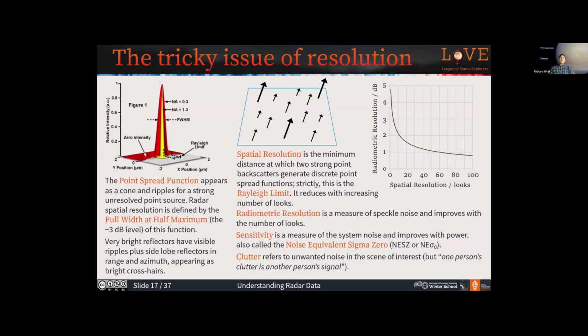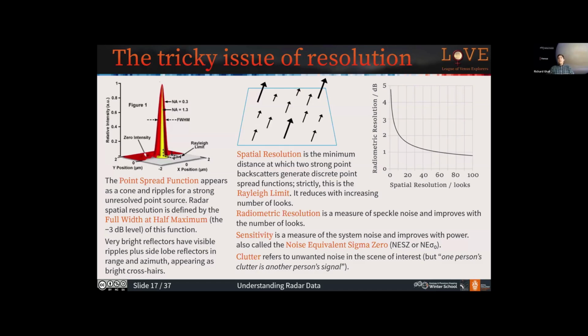This is different to sensitivity. So sensitivity, or noise equivalent sigma 0, is a measure of the system noise and various other noises that make up the image. So it's the darkest surface that can be resolved, below which you just see noise. And so the lower that number, the more sensitive you are, the darker the surface you can resolve.